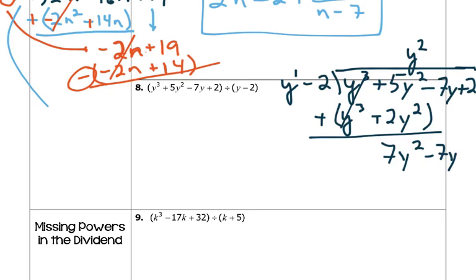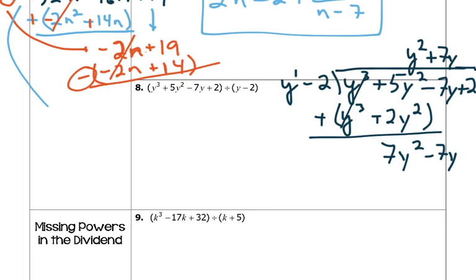Now, dividing again this first term, 7y squared divided by our first term of the binomial, which is y, we end up getting a positive 7y. So plus 7y goes up at the top.